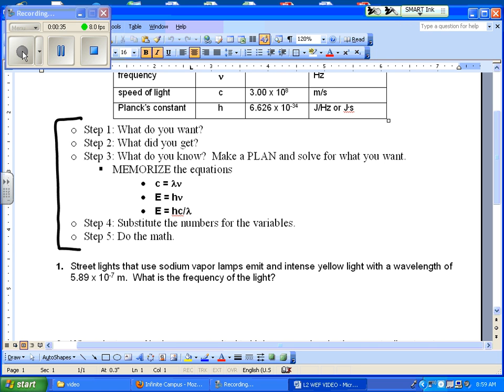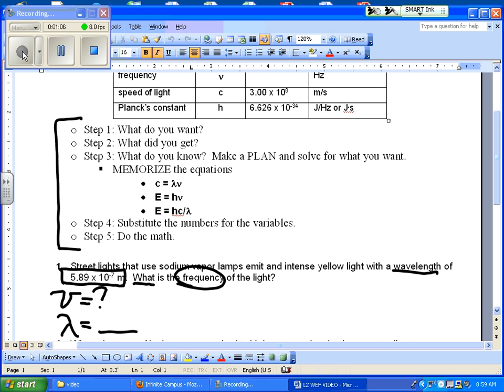So if I read my problem down here, that in effect is the case. So it says, what is the frequency? Okay, so what do I want? I want frequency. The second thing I do is find out, what did I get? Okay, I'm going to look for the numbers, and there's some numbers, and it actually even tells me what it is. So I got wavelength, okay? It really doesn't matter what that wavelength is right now.